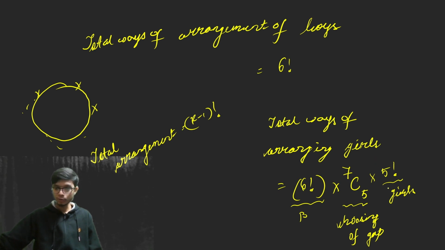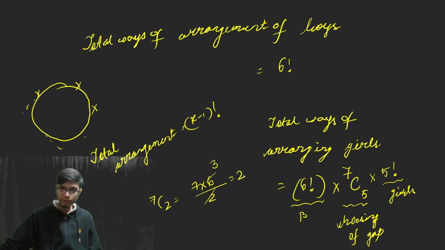Alright, so if you solve this particular value, you can definitely solve this problem. Let me solve it here. It is 7c5, and the 7c5 value is equal to 7c2, and 7c2 is basically 7 into 6 by 2, so that will be coming out as 21. And 21 into 6 is basically 126.